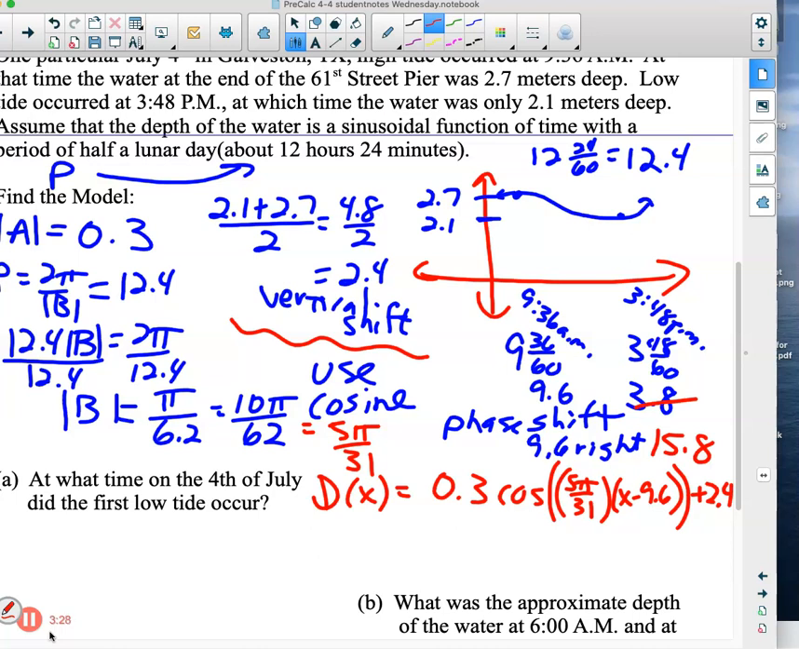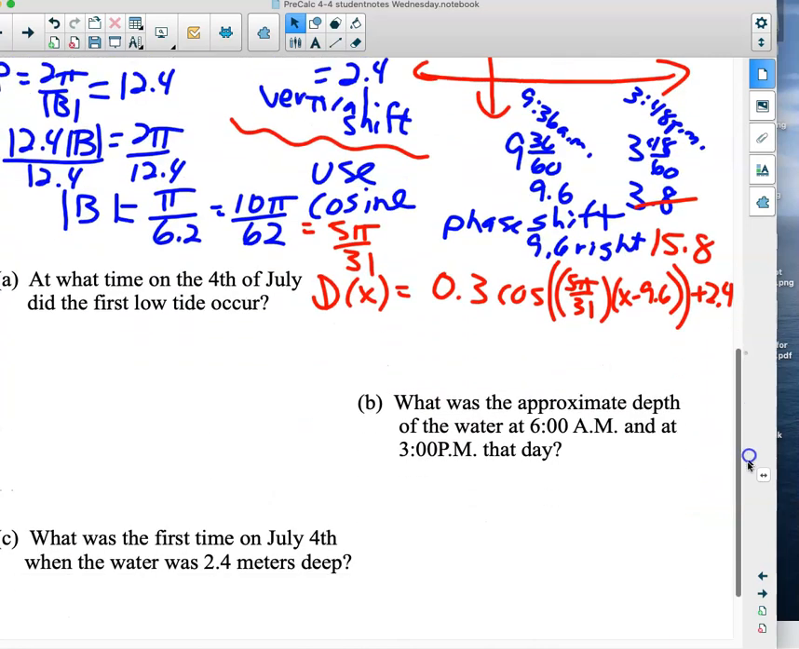Now, I'm not going to distribute the 5 pi over 31. This is obnoxious as it is. You know, there's a lot going on here. And it's ready for my calculator. So it's ready for me to start answering these questions.